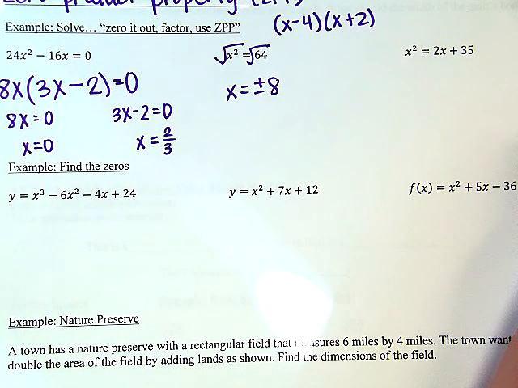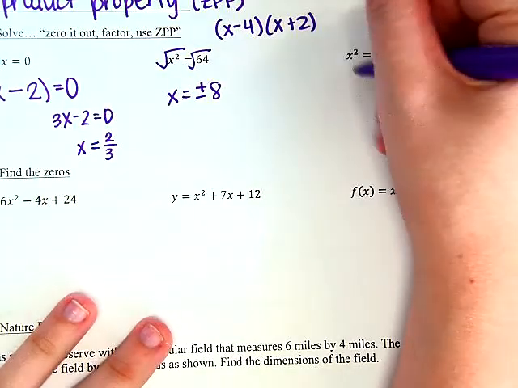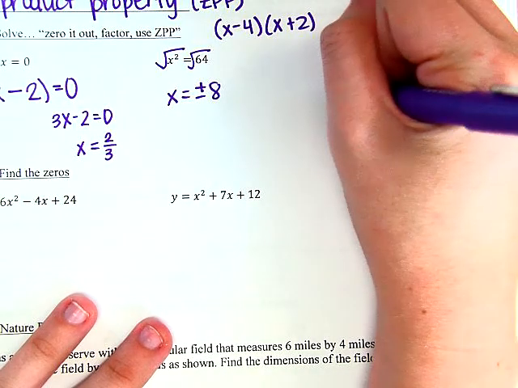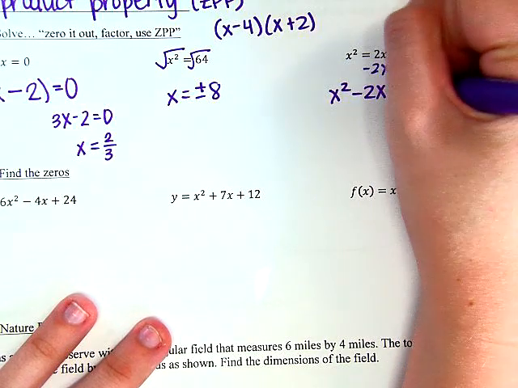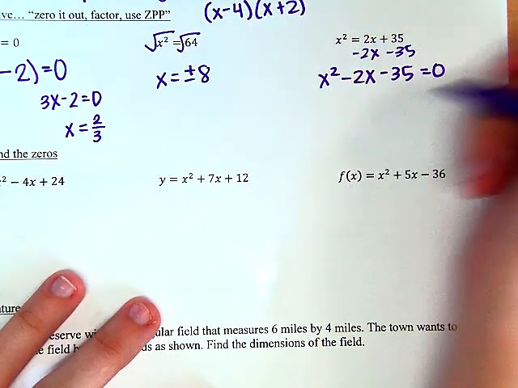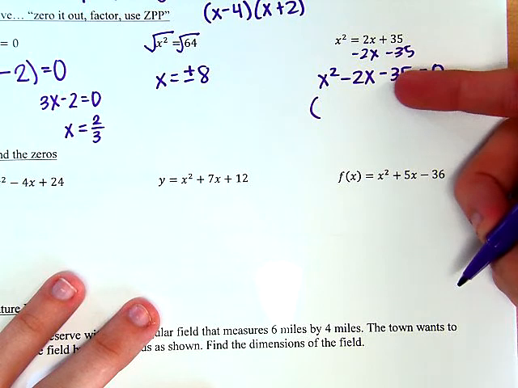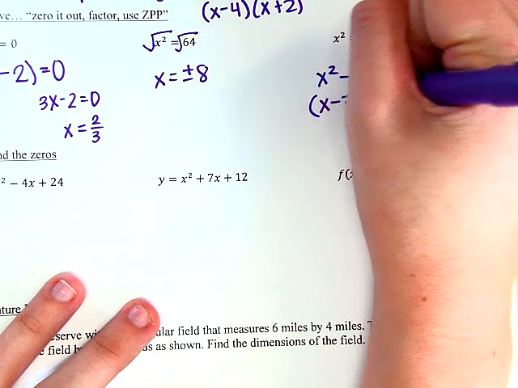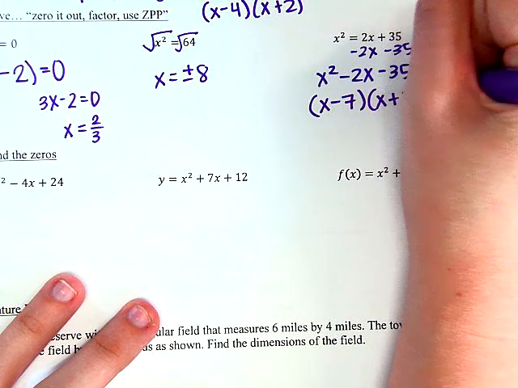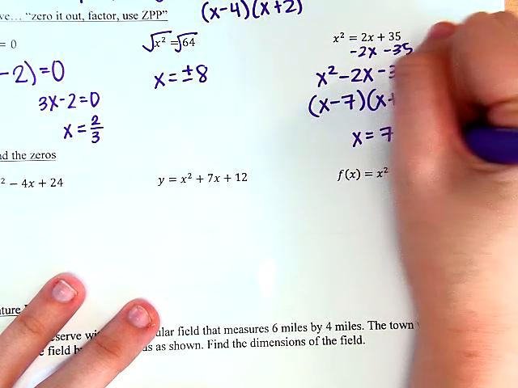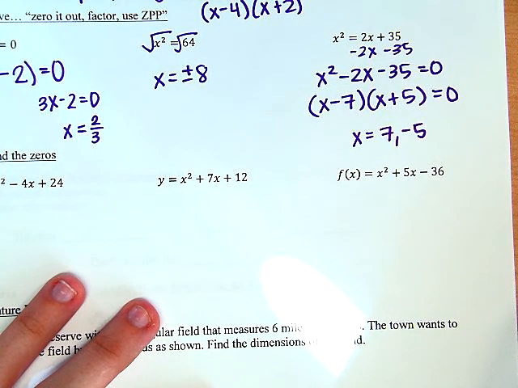This one I'm going to bring all this stuff over, so subtract 2x and subtract 35 over. So I got x squared minus 2x minus 35 equals 0. Then when I factor this, what multiplies to be negative 35 and adds to be negative 2? That'd be x minus 7, x plus 5. So my two answers would be x equals 7 and negative 5.